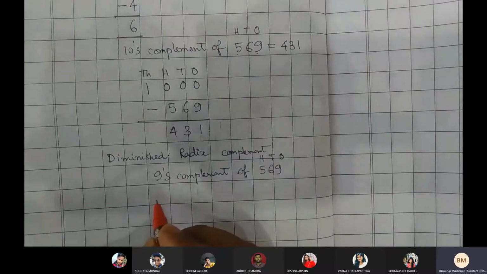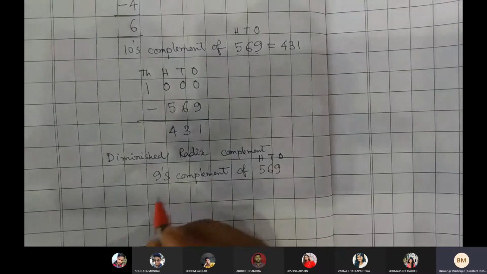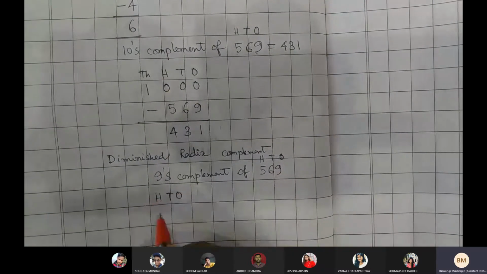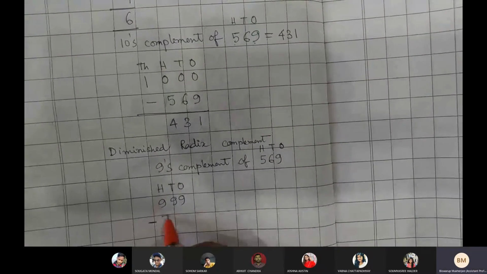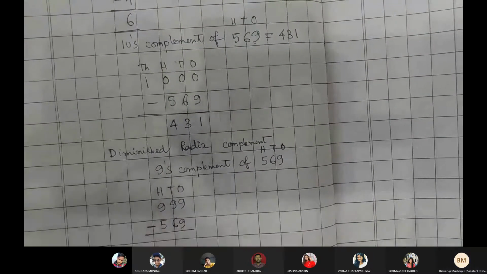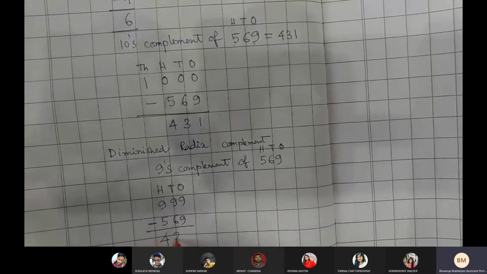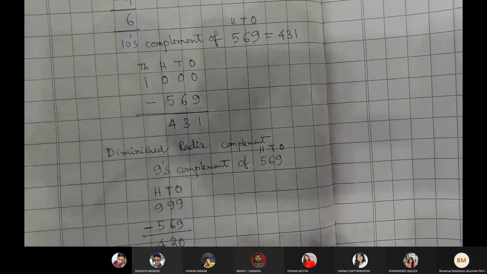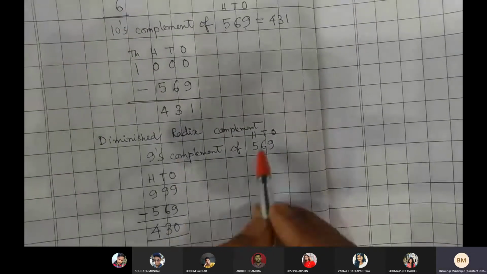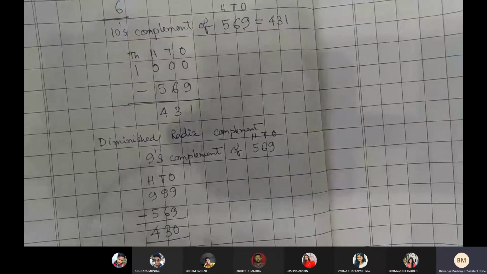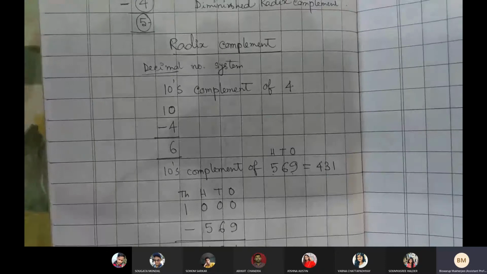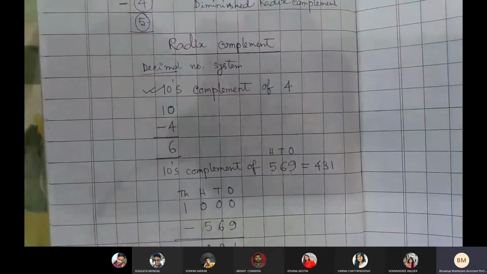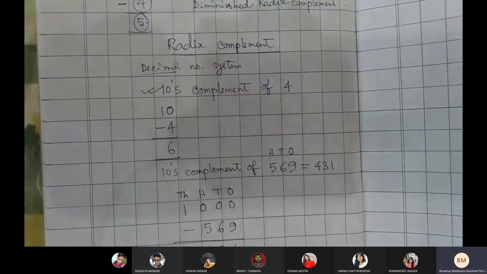For HTO, the maximum number is 999. So what we need to do is HTO, 999 minus 569. What would that be? That would be 430, right? So 430 is the 9's complement of 569. This is called the diminished radix complement, the 9's complement version. And the 10's complement is called the radix complement. Okay, so this is for the decimal number system.